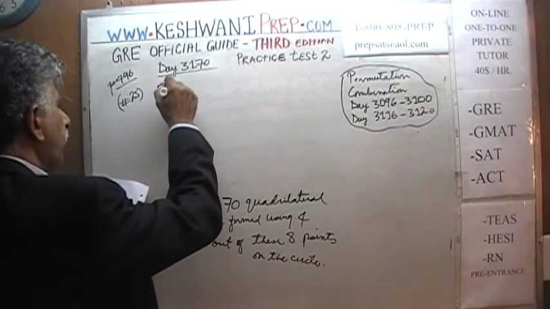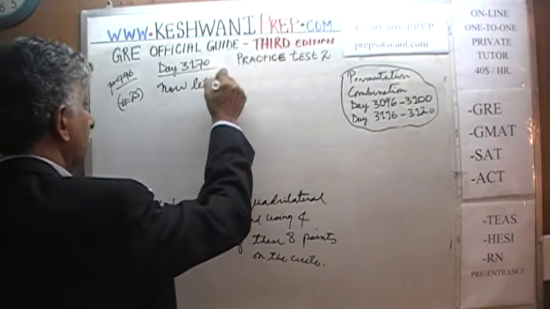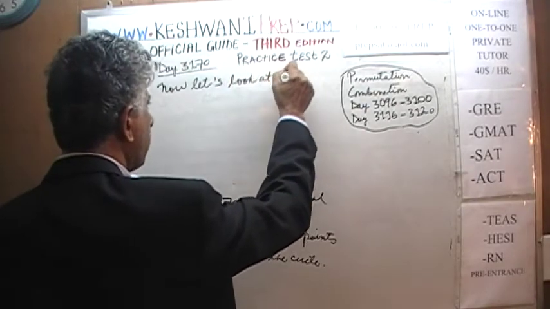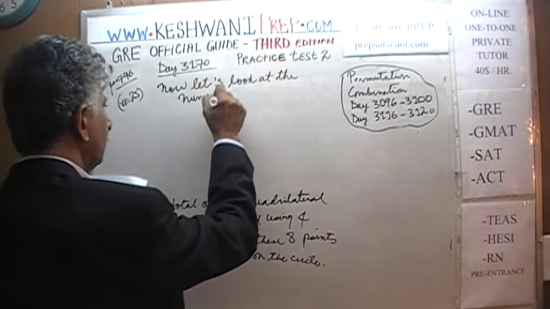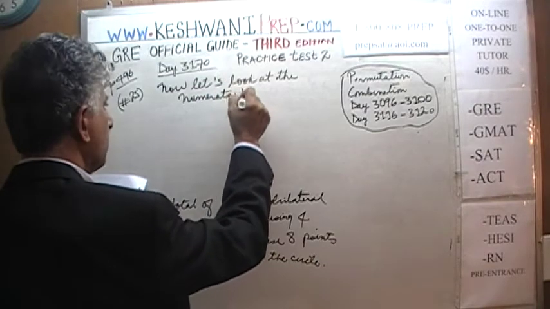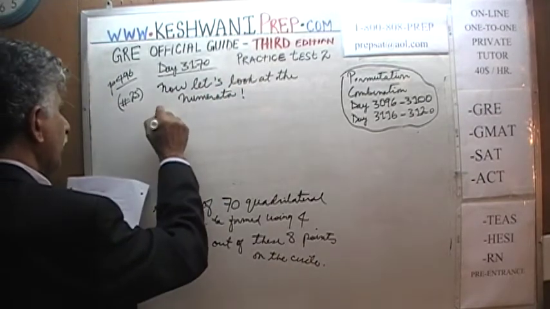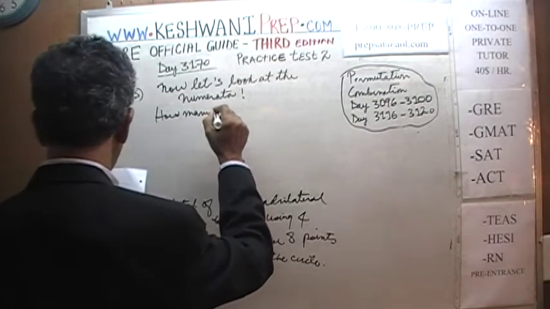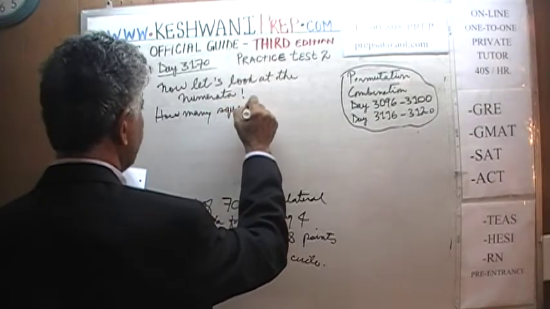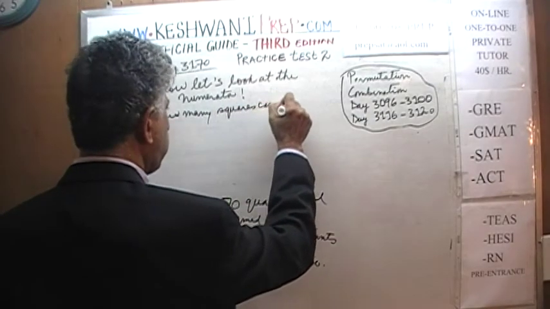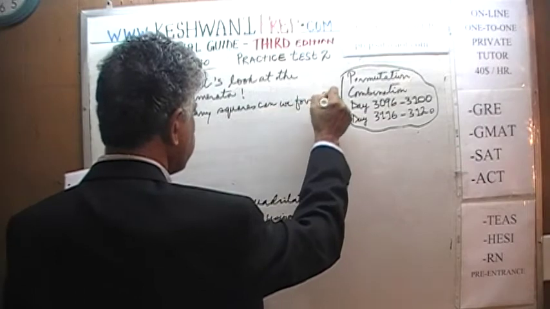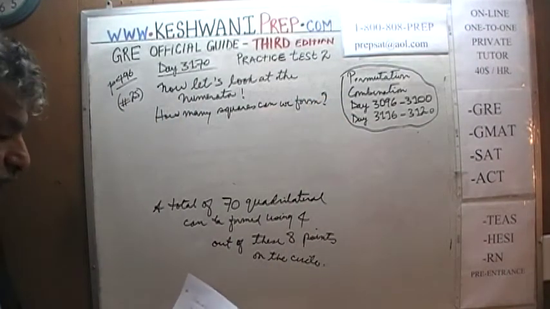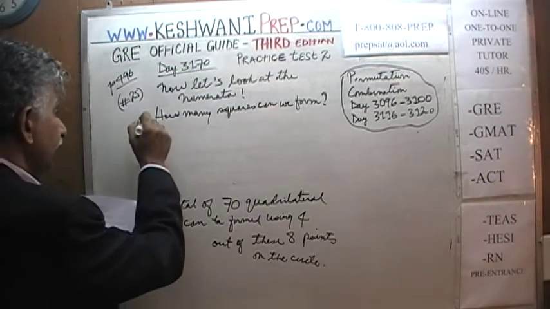Now, let's look at the numerator. How many squares can be formed? Isn't that the question? How many squares can we form out of these 8 points? So, let's start the process.